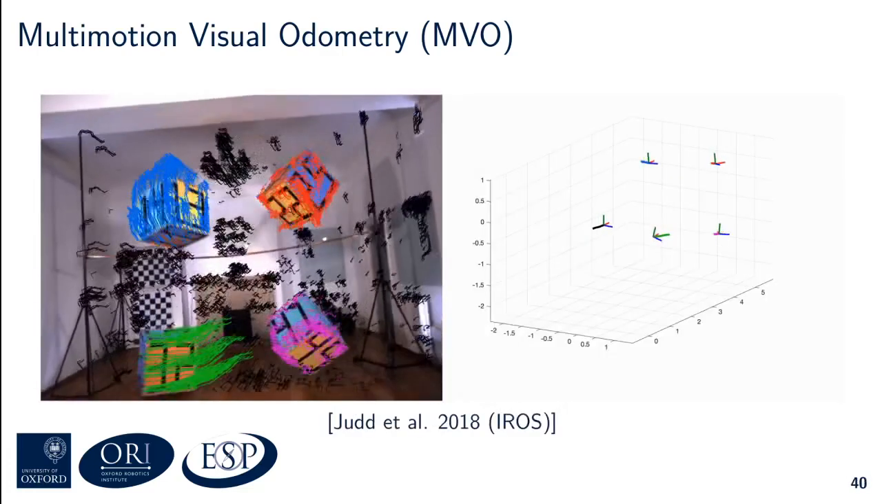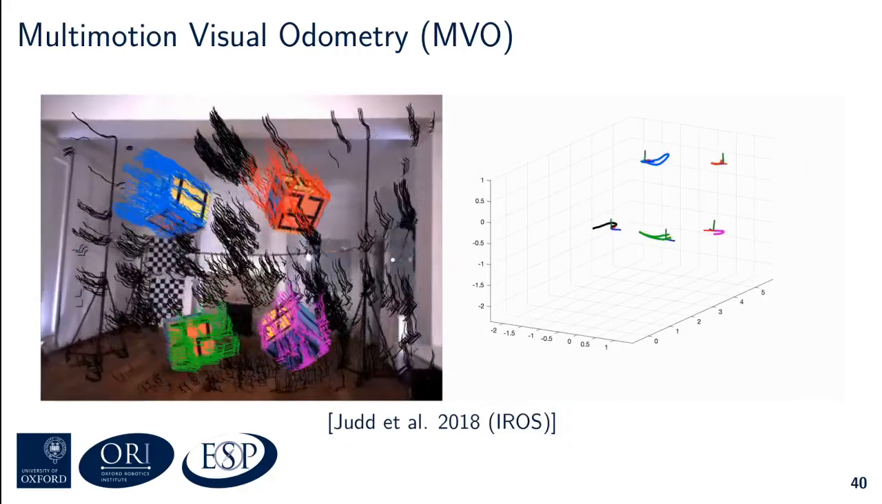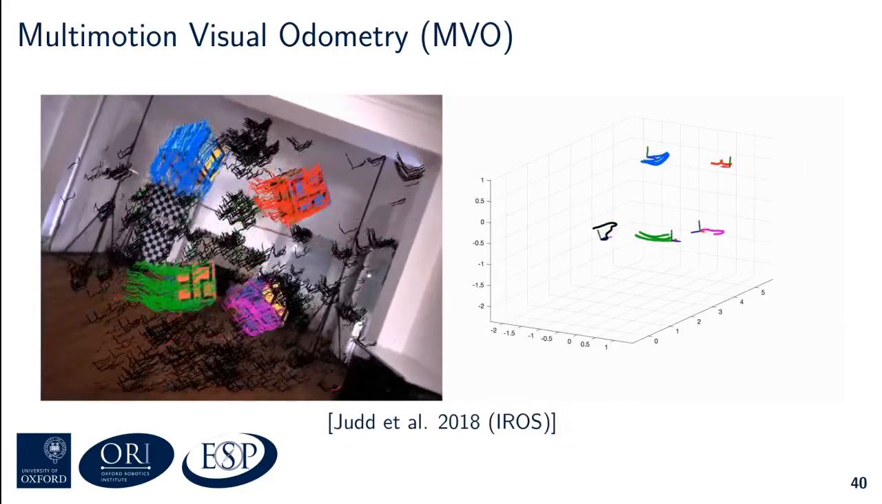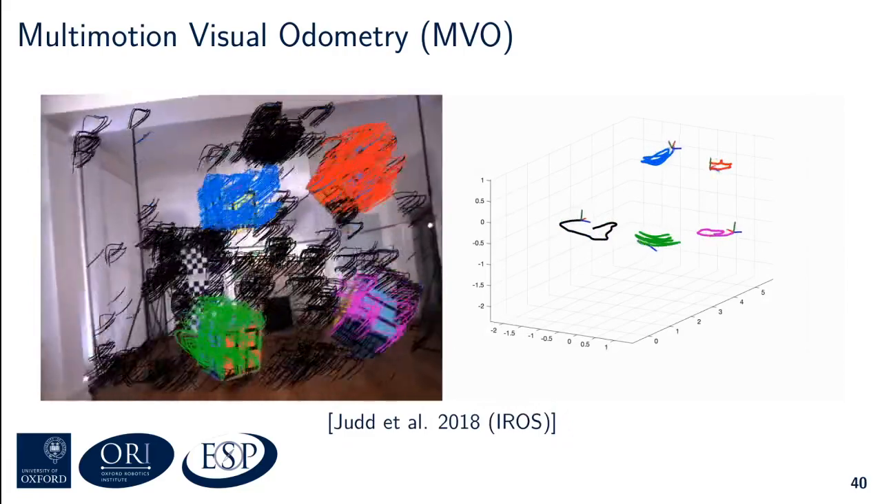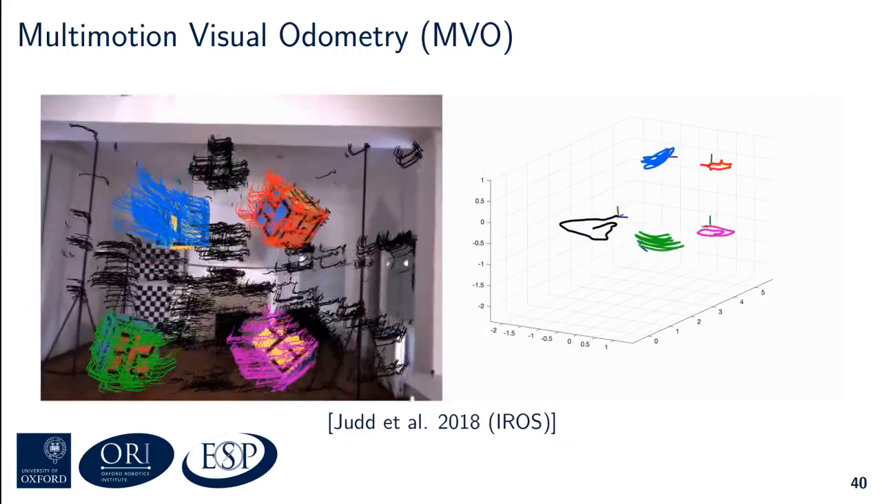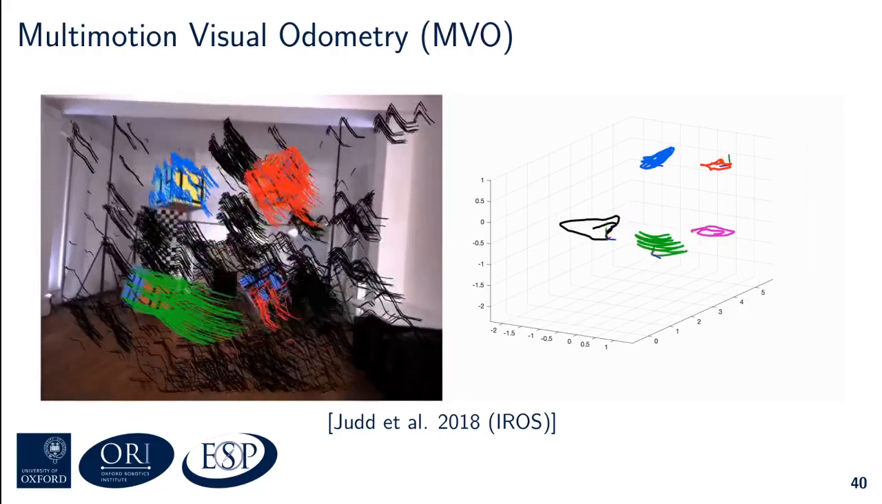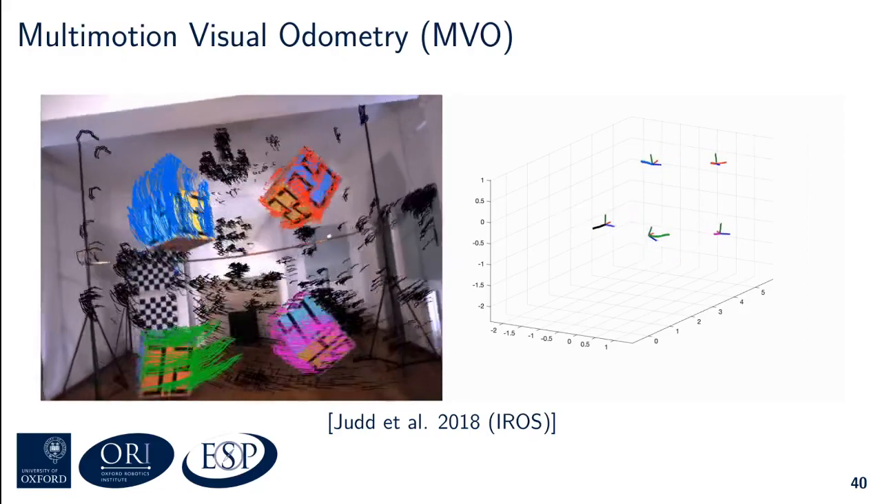Here's an example of the segmentation and trajectory estimates from our work at IROS in 2018. All motions are estimated as full SE3 trajectories. The black points on the static background correspond to the ego motion estimate, and each other motion is estimated simultaneously with it.